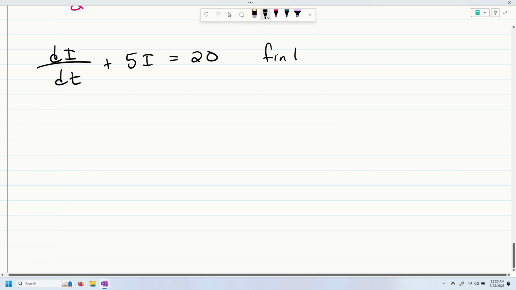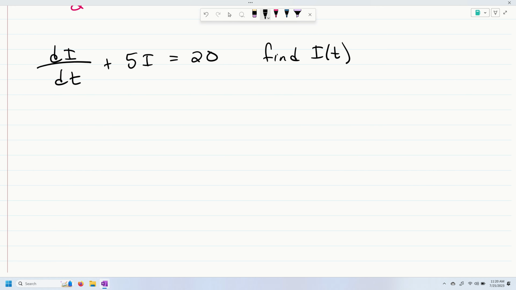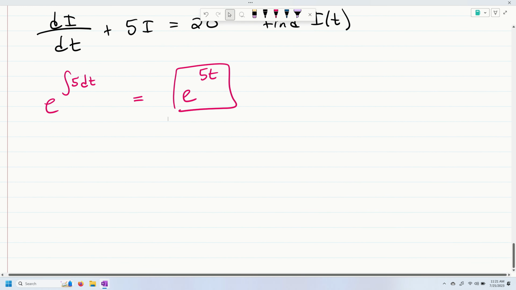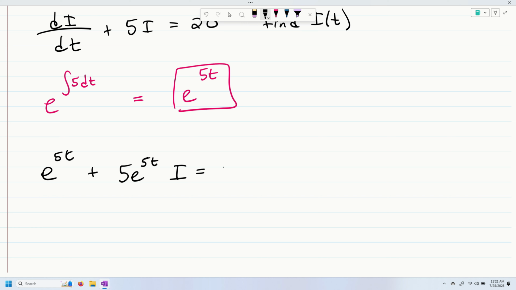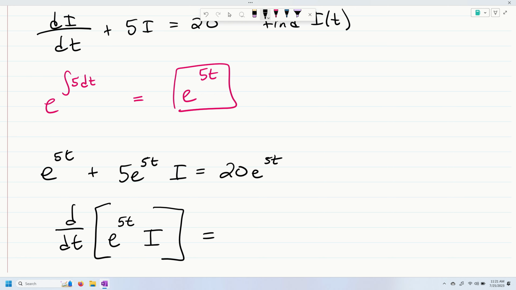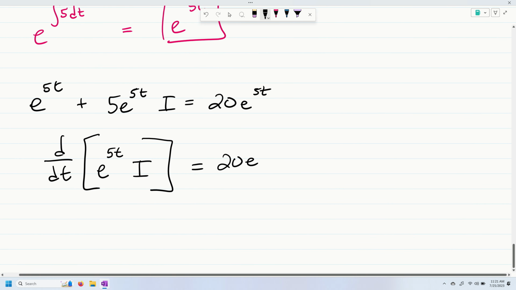So here is the problem that we're going to find, I of t. To do this, the integrating factor is going to be e raised to the integral of 5 dt, which is just e to the 5t. So there's our integrating factor. We're going to multiply everything by that. There we go. On the left-hand side, we got our product rule. So this is going to be d/dt of our integrating factor times I equals 20 e to the 5t.